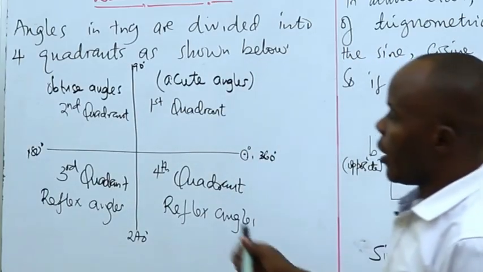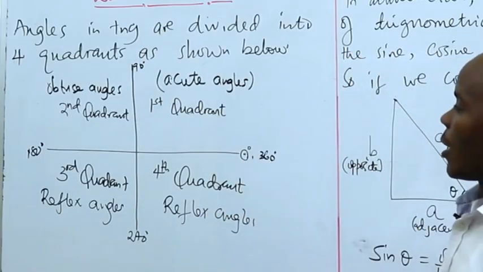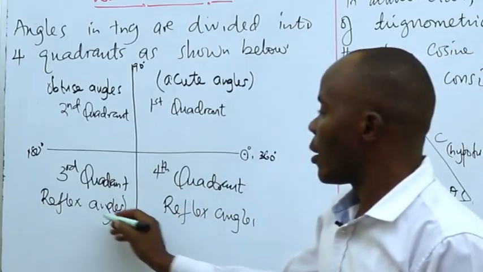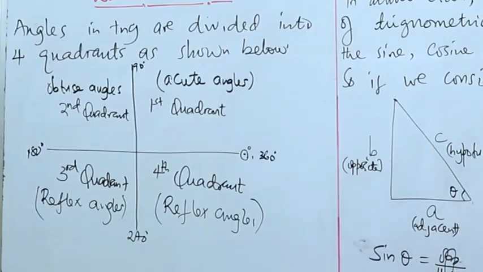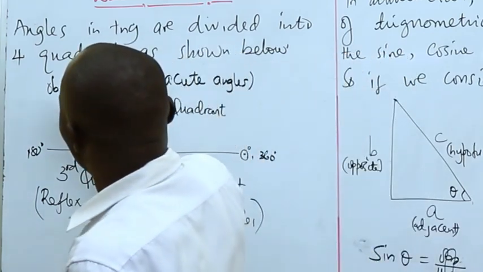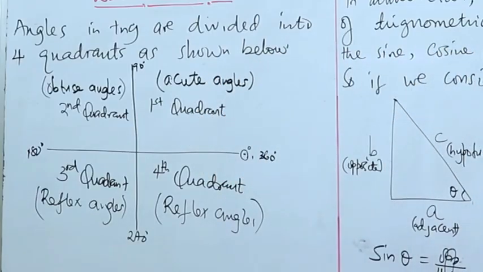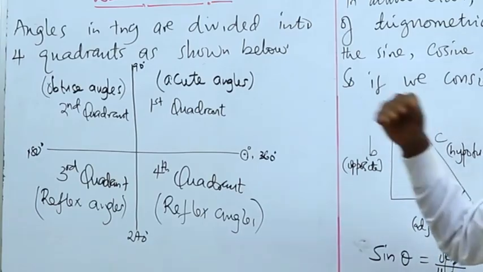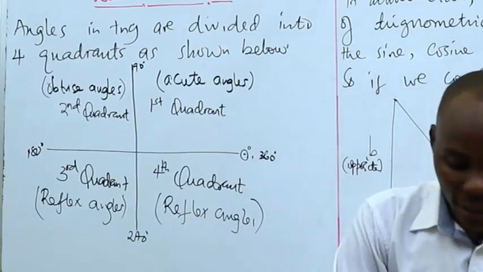Now, a quick reminder: I've said angles in trig are divided into 4 quadrants. We have the first quadrant having angles between 0 and 90. We have the second quadrant, the ones with angles between 90 and 180. Then we have the third, angles beyond 180 up to 360 degrees.